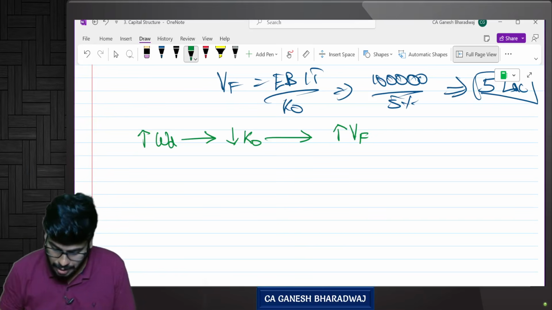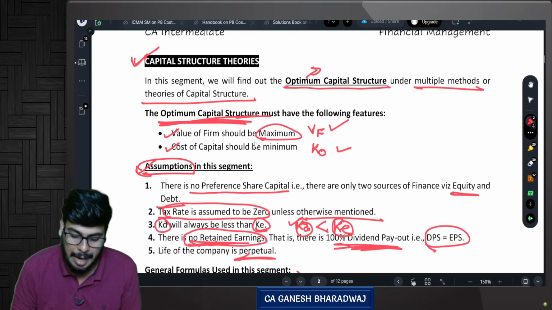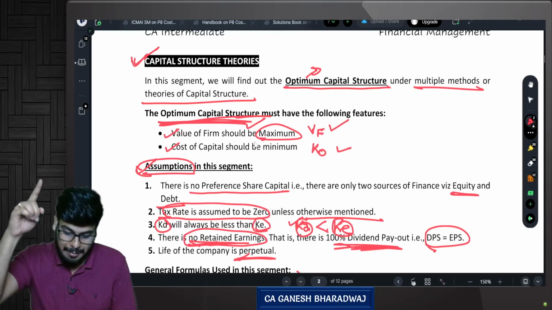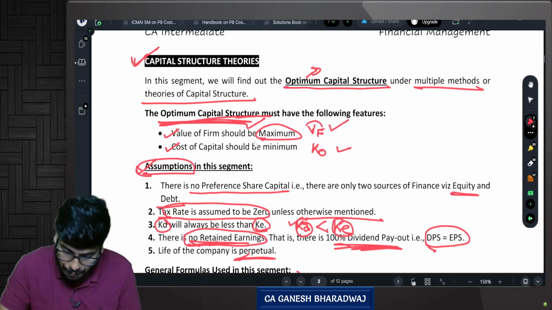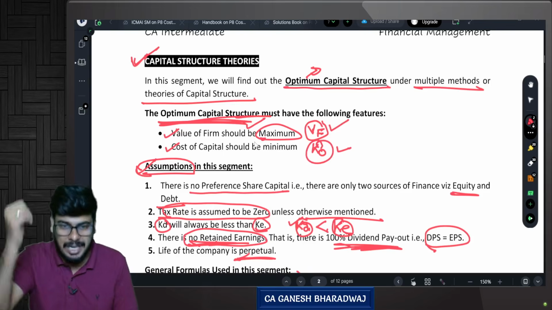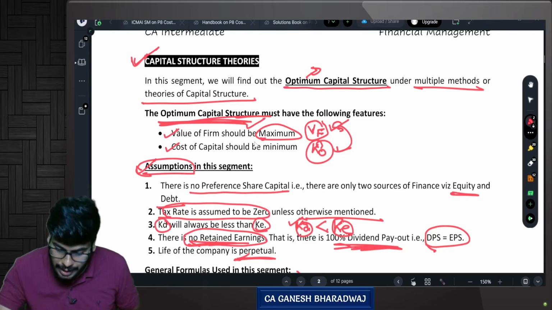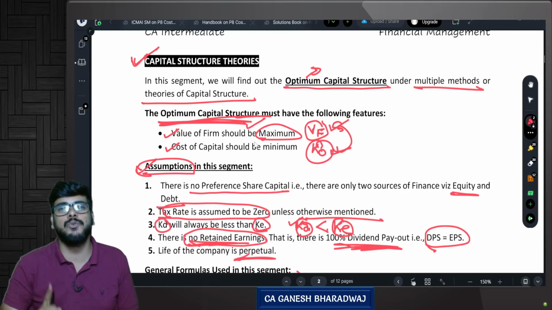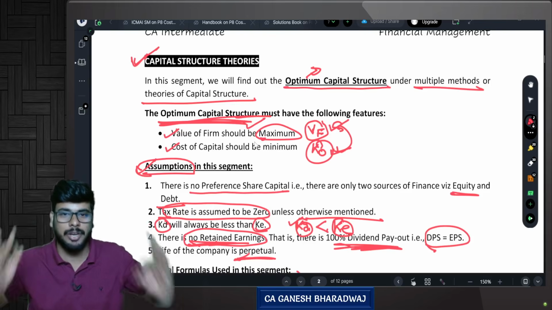And what we saw here are the good characteristic features of an optimum capital structure. In an optimum capital structure, the value of the firm should be maximum and the cost of capital minimum. Or in other words, your value of firm can be maximum only when your KO, the cost of capital, is minimum. These two are interlinked. And how can I make my overall cost of capital minimum? By infusing more debt. Why, sir? Because debt is a cheaper source of finance. Are you clear with this conclusion?